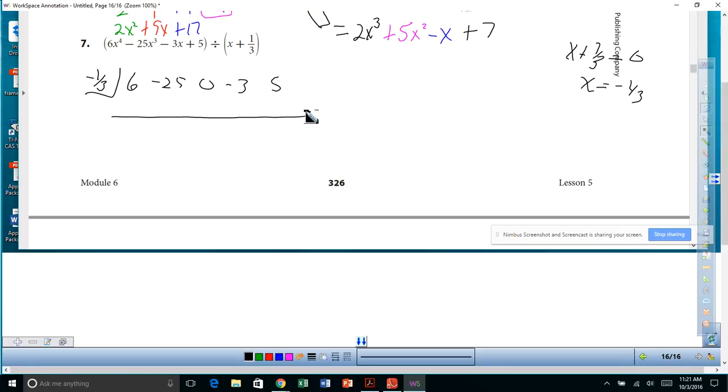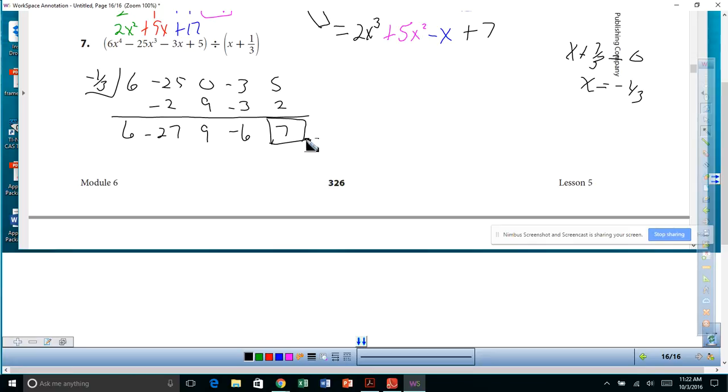All right, let's do this. Step 1. Bring the 6 down. So we got 6. Negative 1/3 times 6 is negative 2. Add those together and you get negative 27. All right. Negative 1/3 times negative 27 gives you a positive 9. 0 plus 9 is 9. Negative 1/3 times 9 is negative 3. Add those together and you get negative 6. And then negative 1/3 times negative 6 is positive 2. Add those together and you get 7.